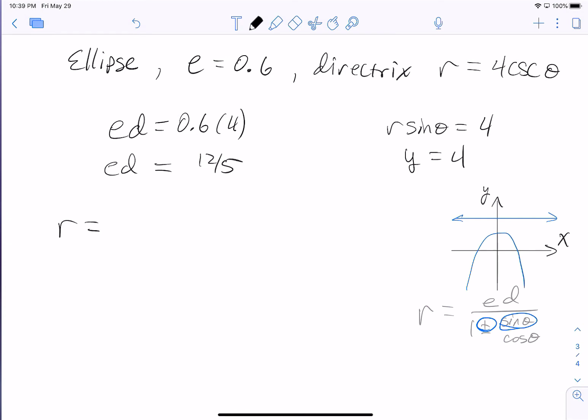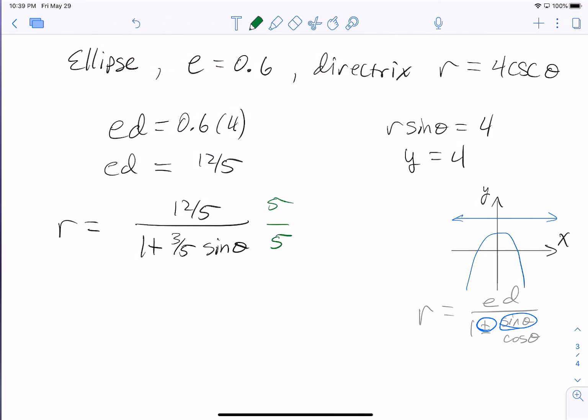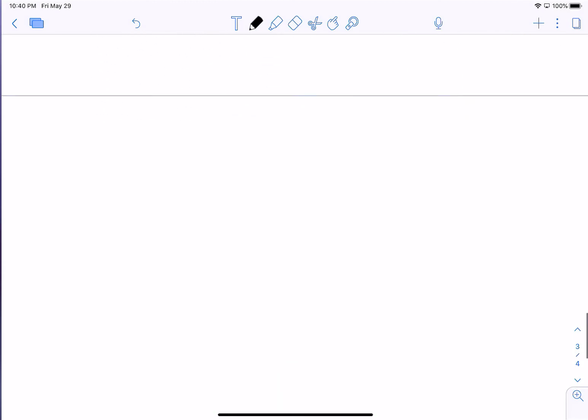Then r is equal to 12/5 divided by 1 plus e times the sine of theta, and again I'm going to go with a fraction for e, 3/5 times the sine of theta. Now that I have fractions both with a denominator of 5, it makes it a little easier to simplify the complex fraction, and we end up with r is equal to 12 divided by 5 plus 3 times the sine of theta. Next, we're going to go the other way around and graph from an equation.